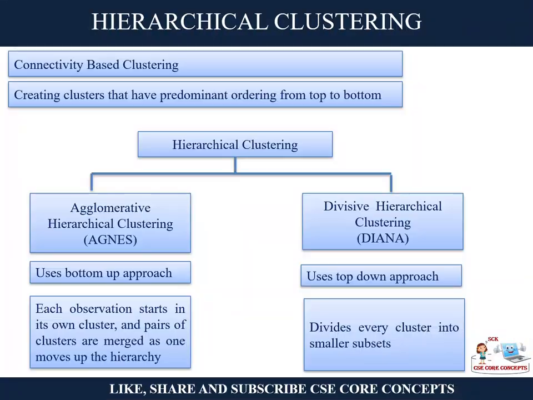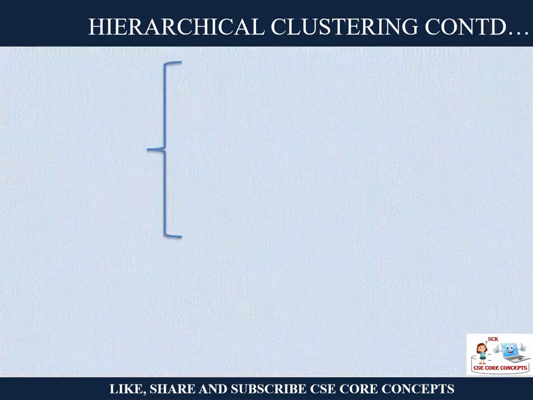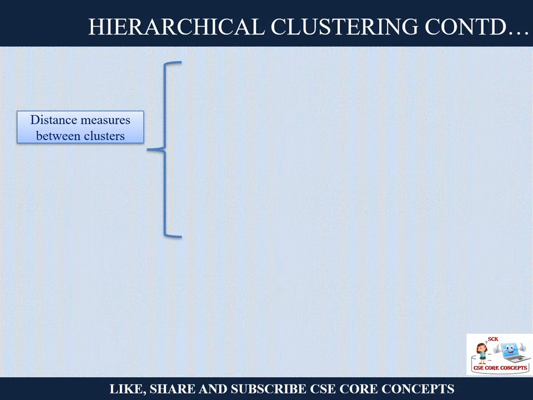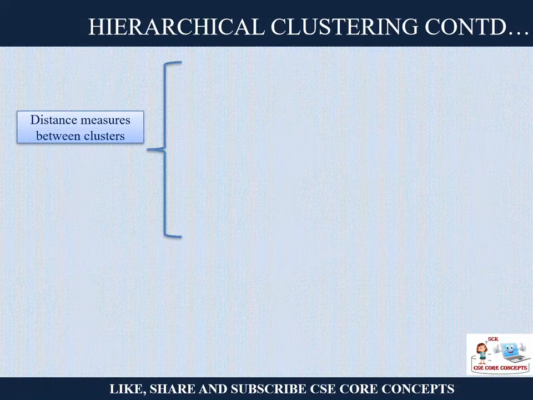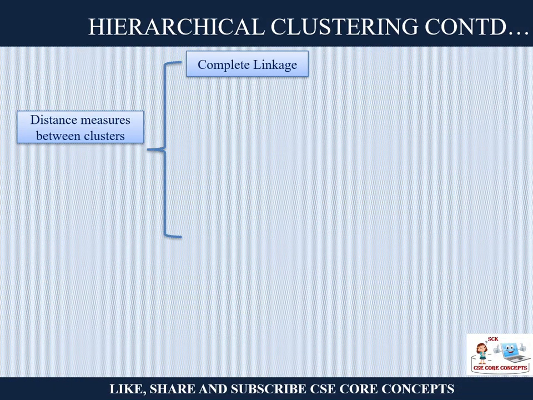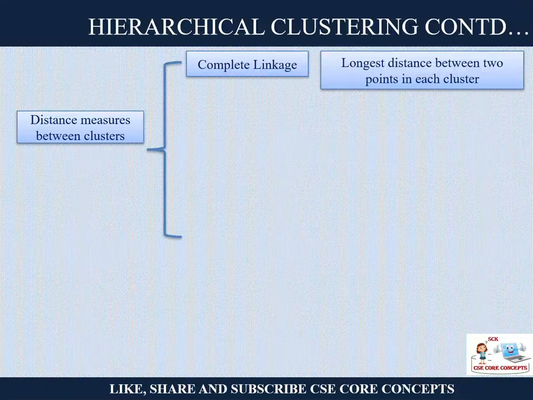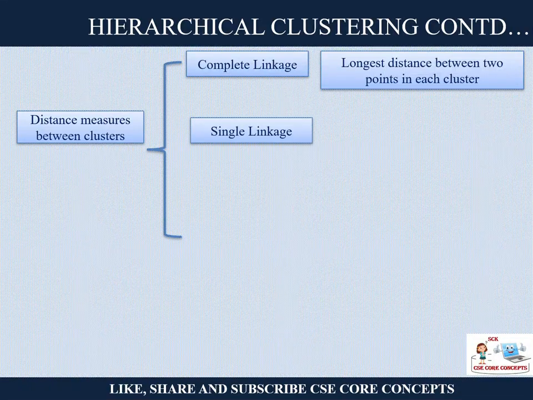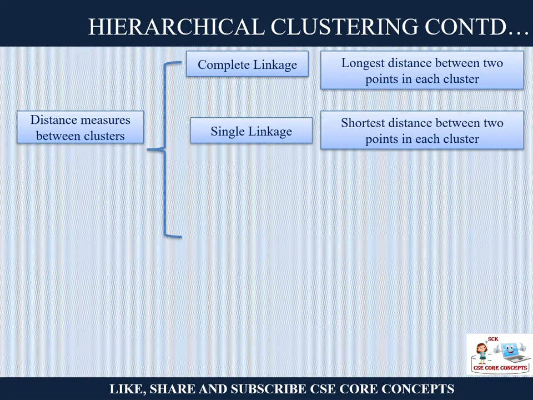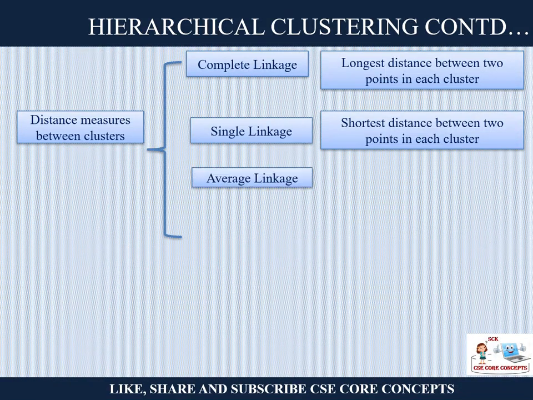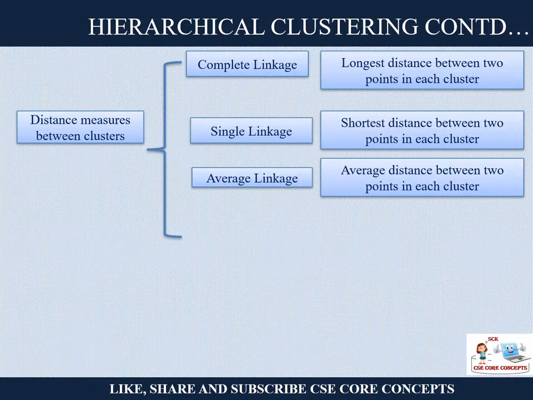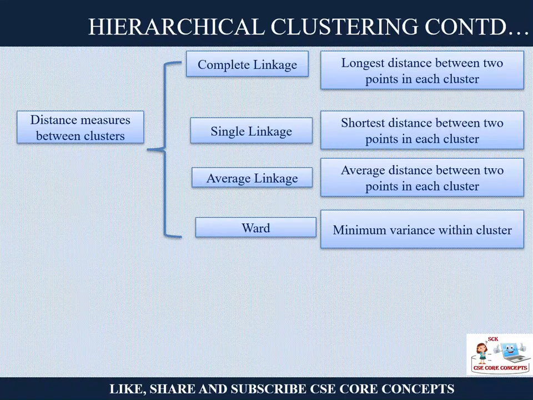Now it is a connectivity based clustering, so you have to compute the distance between two clusters. There are various ways of computing the distance between two clusters. One is the complete linkage method, which computes the longest distance between 2 points in each cluster. Second is the single linkage, which computes the shortest distance between 2 points. The average linkage method computes the average distance, and the last approach is Ward, which computes the minimum variance within the cluster.